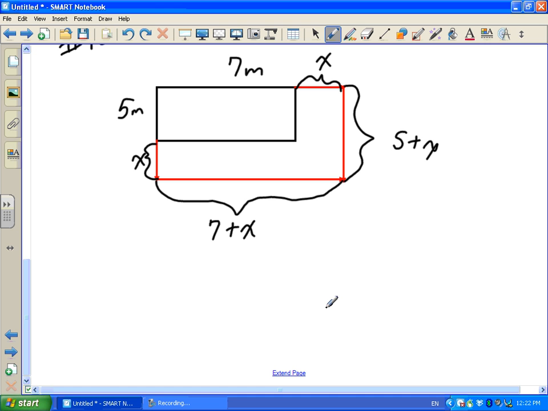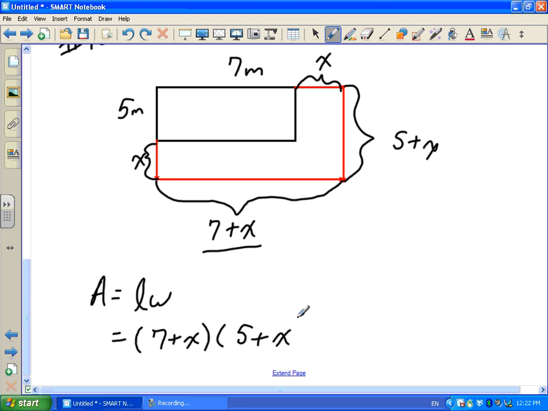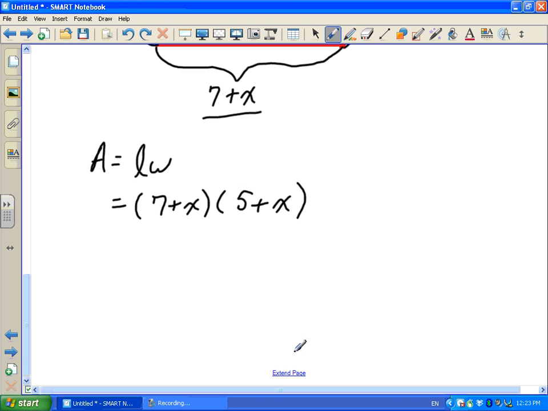Okay? Now the question wants to know how much they should increase each side by to the nearest 10th. Well, I'm going to have to make a quadratic expression because I want to factor it to solve for the x's. So I'm going to find the area of this new garden. What would the area of this garden be? First of all, area is length times width. So what's our new length? 7 plus x. And our new width? 5 plus x.